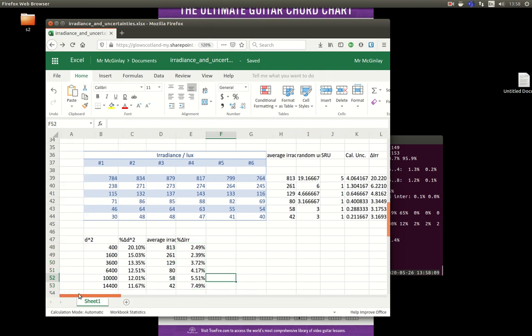So I've gathered together in a handy place the different ingredients that I need to construct the k value. So the k value is I times d squared. So that's the average irradiance multiplied by the square distance.